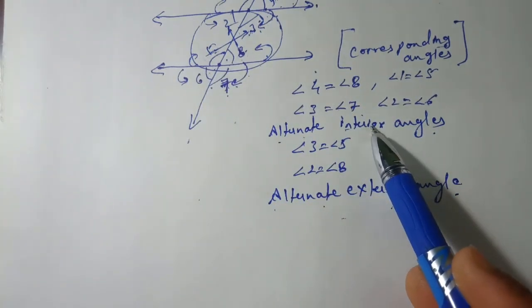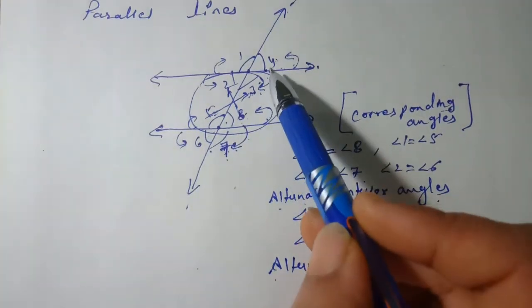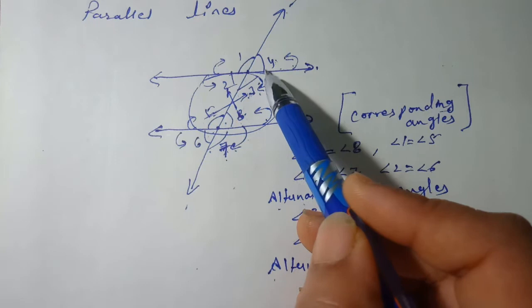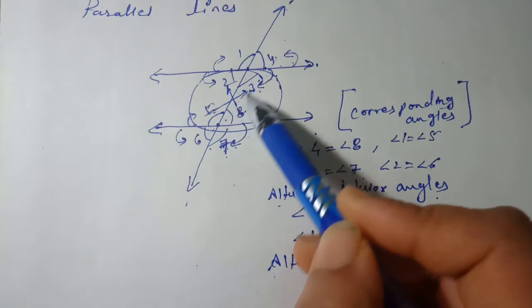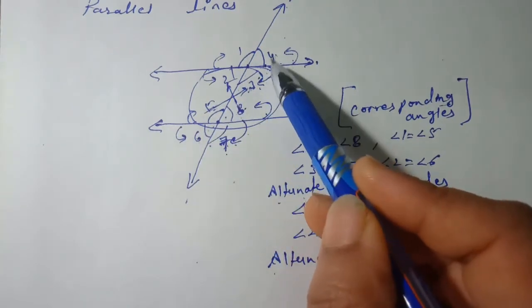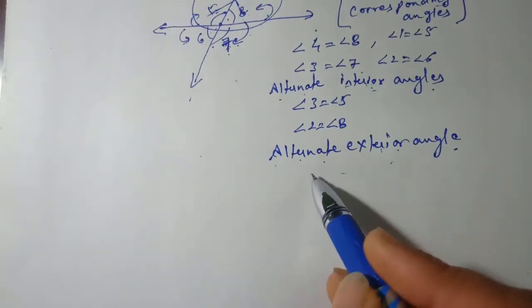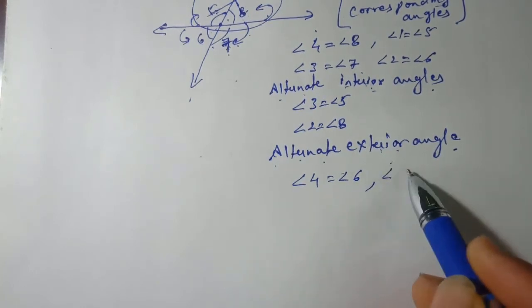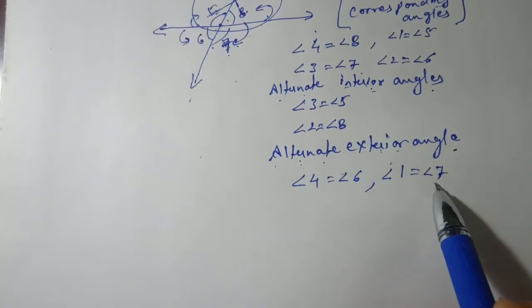If we use the words interior and exterior, interior means inside the parallel lines and exterior means outside the parallel lines. So for exterior we come outside the parallel lines. Outside the parallel lines we have angles 1 and 4 and 6 and 7. If we take them crosswise, 6 and 4 are both equal, and 1 and 7 are both equal. So in the pair of alternate exterior angles we have angle 4 equal to angle 6 and angle 1 equal to angle 7. This pair is called alternate exterior angles.